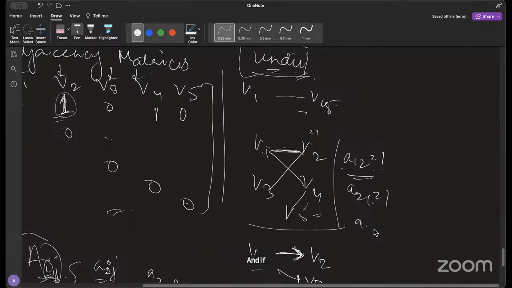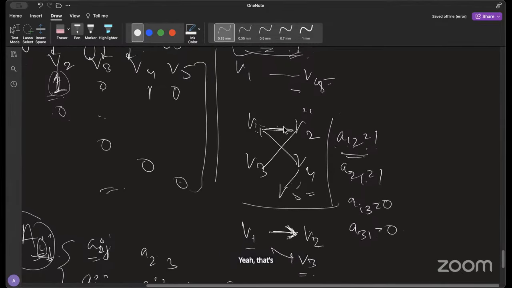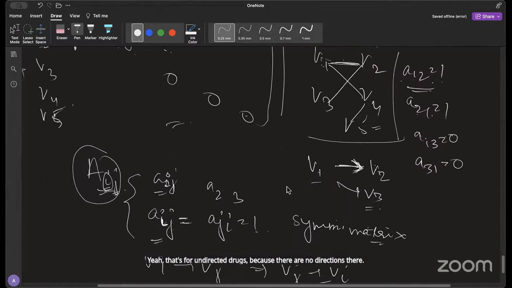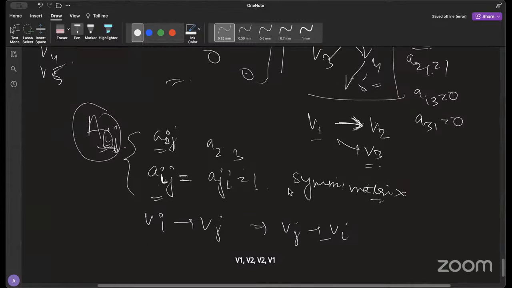And A13 for this graph is going to be 0 because there's no edge from V1 to V3. So A31 is also 0, right? That is for undirected graphs only, because there are no directions here. V1, V2 and V2, V1 mean the same thing.